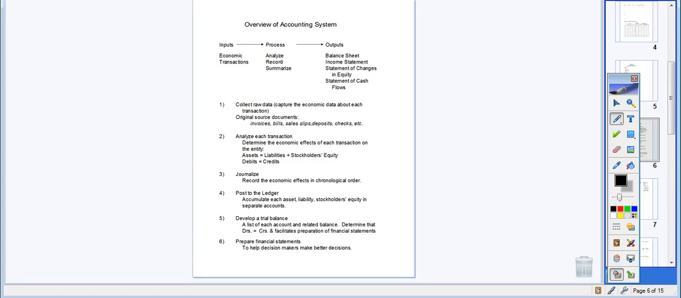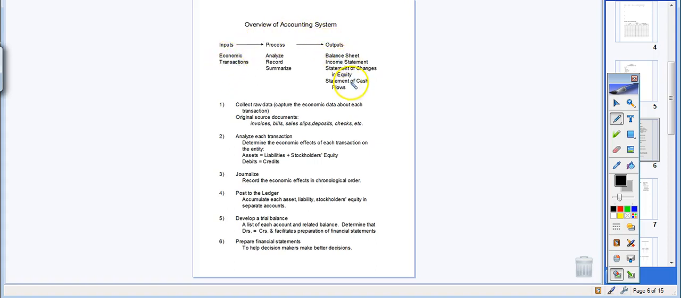In this recording, we're going to go over debit credit rules. So let me quickly go over the whole process of analyzing transactions. We know basically that transactions take place for a business entity. We have economic transactions take place.